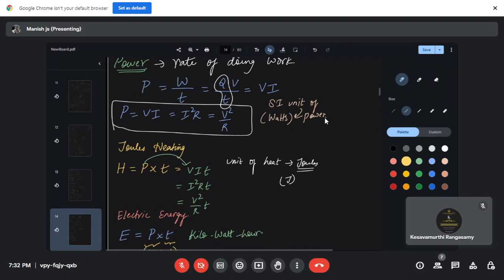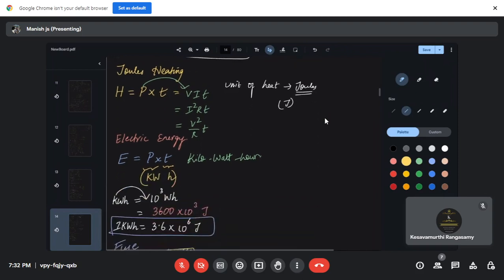So it is given by the relationship power into time. You substitute the formulas for power, and you arrive at the heat formulas. So heat can be expressed as VIT, I square RT, and V square upon R into T. So there are three different formulas. And how do you express the SI unit of heat? We express it as joules. So that is the unit of heat. And then we have electric energy. Electric energy is also expressed as power into time. It is the same thing, except that here power is expressed in kilowatts, whereas there it is just watts.